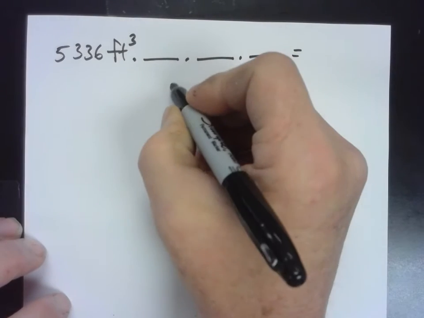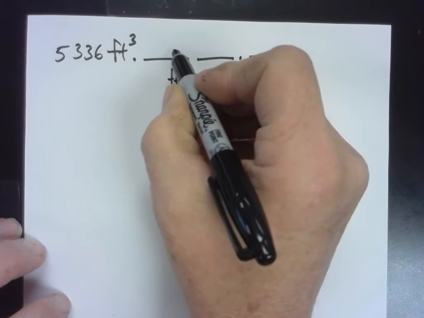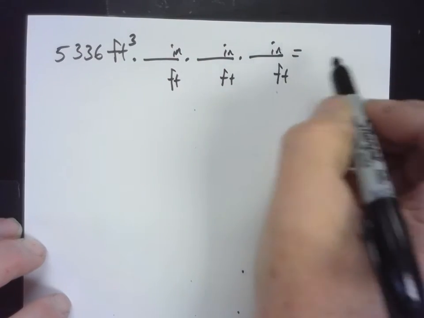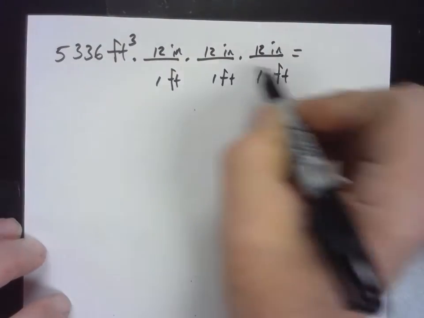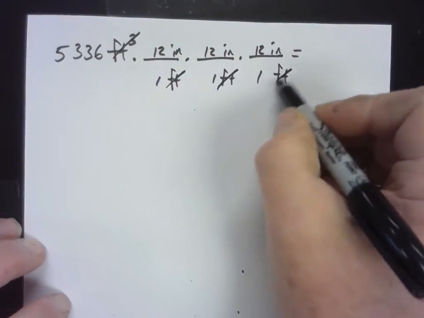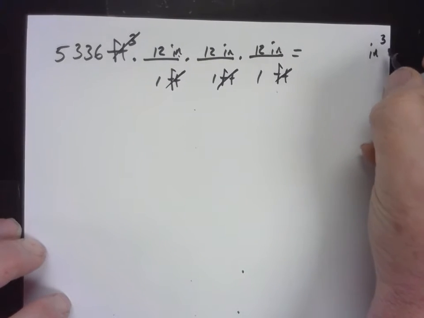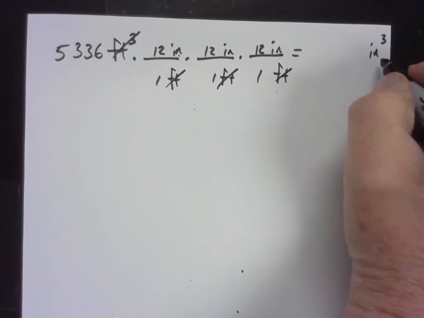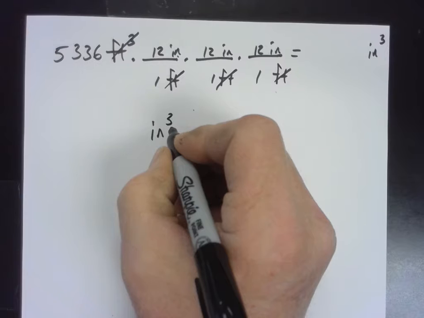Because we've got to have feet down here 3 times, don't we? And what needs to be on top? Inches. So that way we get our cubic feet to cancel, and inches times inches times inches is? It's cubic inches.